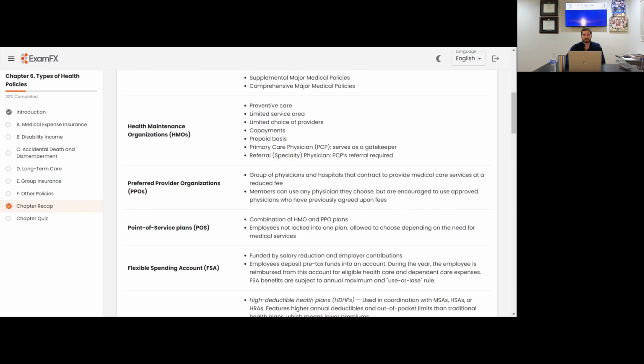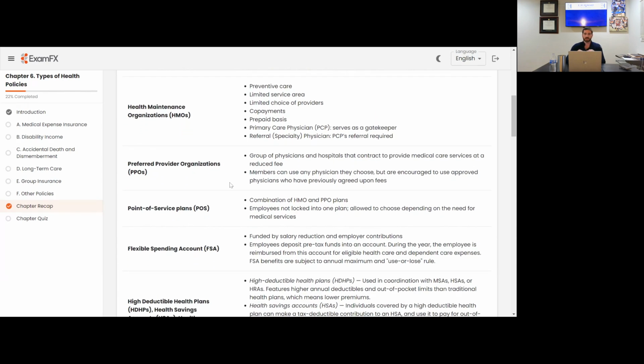HMOs, health maintenance organizations. This is going to be your preventative care. You're going to have a limited service area, a limited choice of providers, and co-payments. It's going to be on a prepaid basis, and you're going to have a PCP, a primary care physician who serves as your gatekeeper. If you need to see someone more specialized in a certain field, whether it's orthopedic, heart, whatever it may be, you're going to use the referral system. Your PCP's referral is going to be required so that they use somebody inside that HMO that you're paying for.